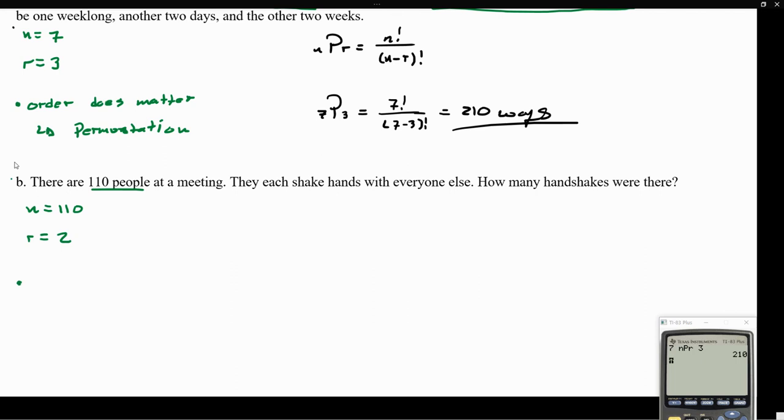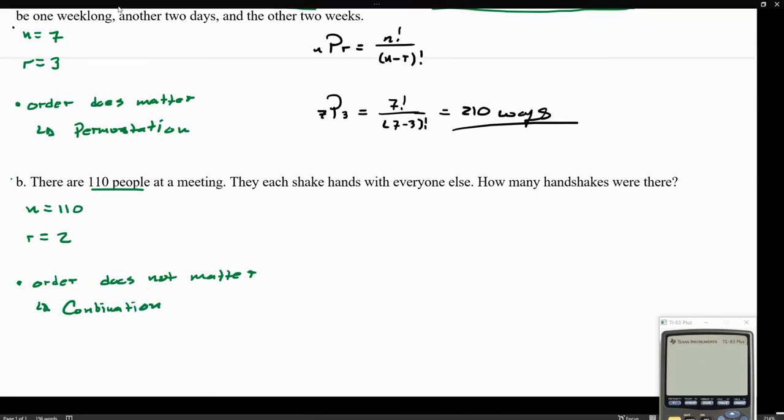Now that we have that out of the way, does the order matter? Notice that here it doesn't have any restrictions on the problem. It doesn't say that if you shake hands with one person, you cannot shake it again. It just says that there are 110 people and they are going to be shaking hands. How many handshakes were there? There is no restriction on how we shake those hands. So in that case, the order does not matter. Since the order does not matter, this is an example of a combination.